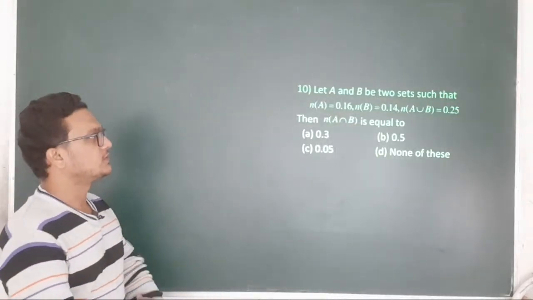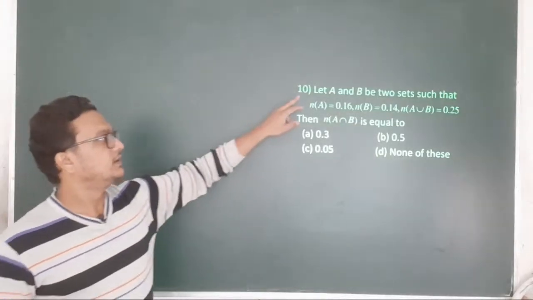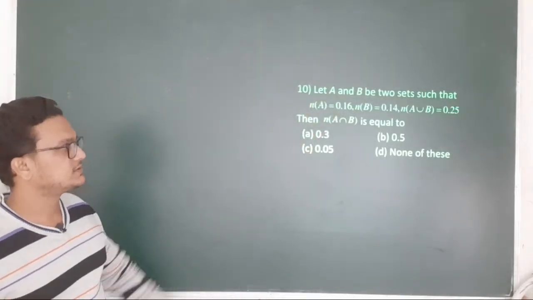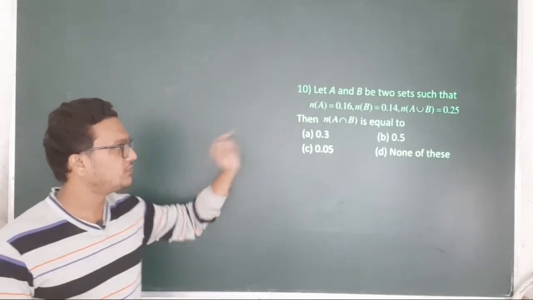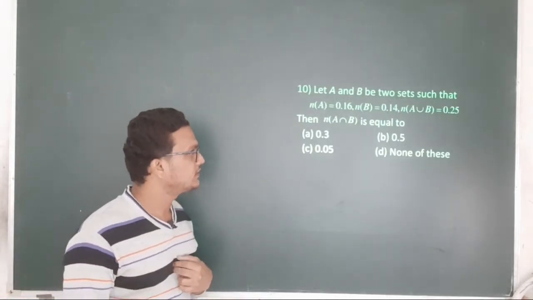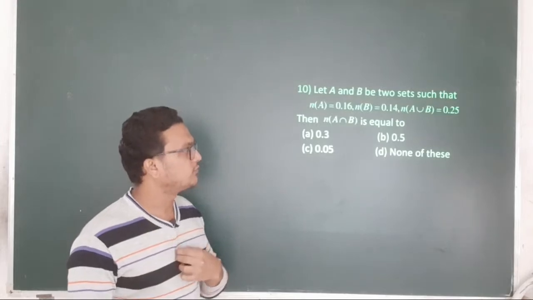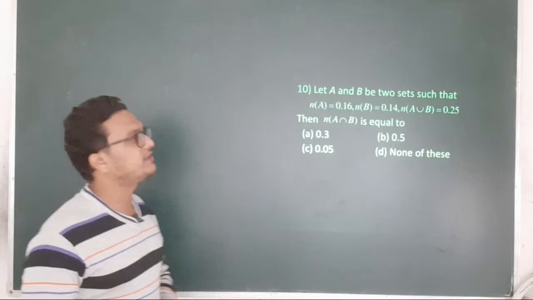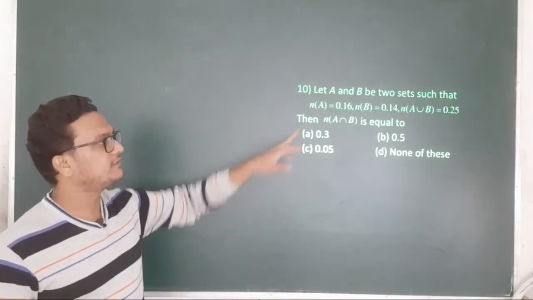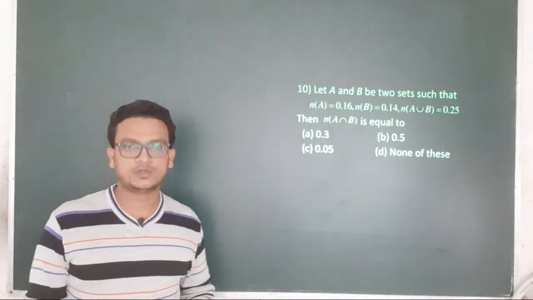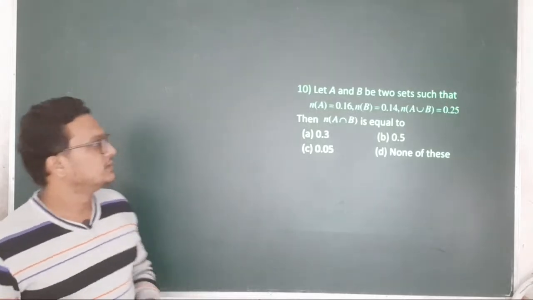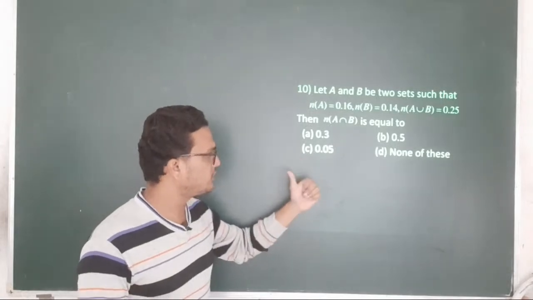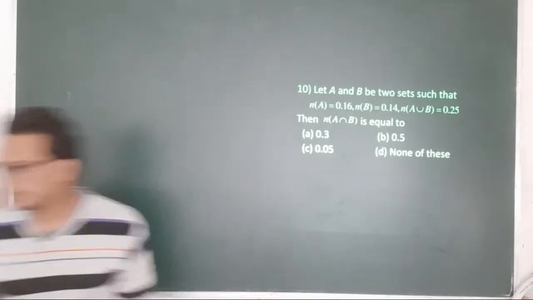So what is the question here? Let A and B be two sets such that n of A is 0.16, n of B is 0.14, and n of A union B is equal to 0.25. Then n of A intersection B is equal to what? The options are 0.3, 0.5, 0.05 and none of the above.